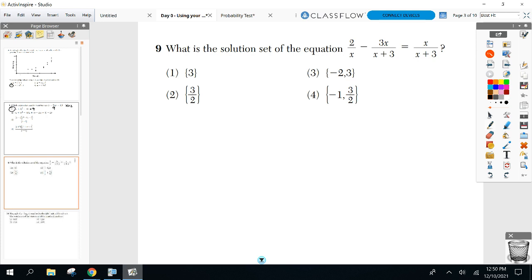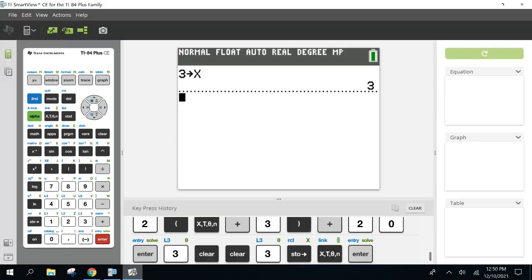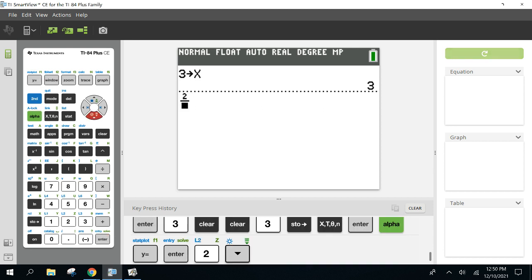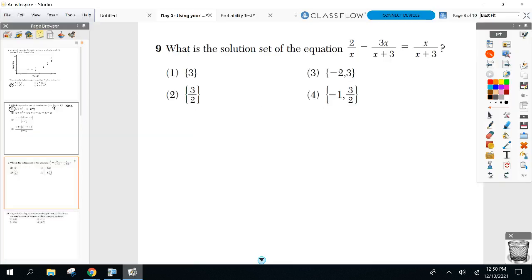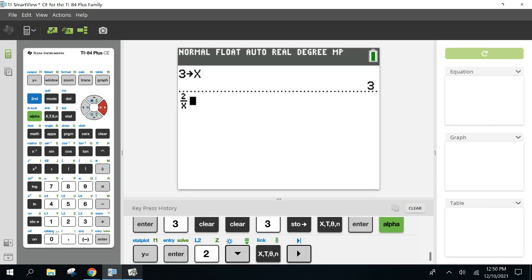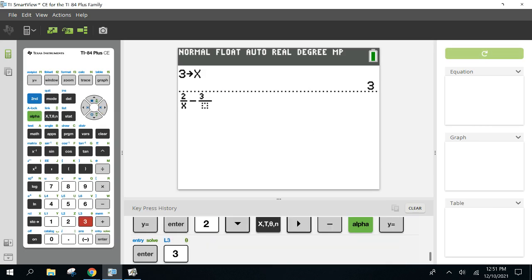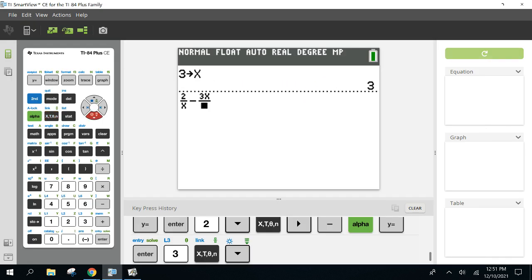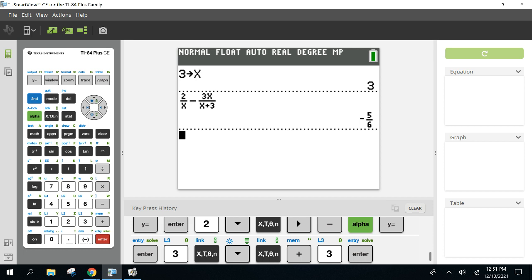I'm going to type in the left side. 2 over X minus 3X over X plus 3. See what I get. 2 over X minus 3X over X plus 3. So everyone's getting negative 5, 6 on the left. Do I get negative 5, 6 on the right?